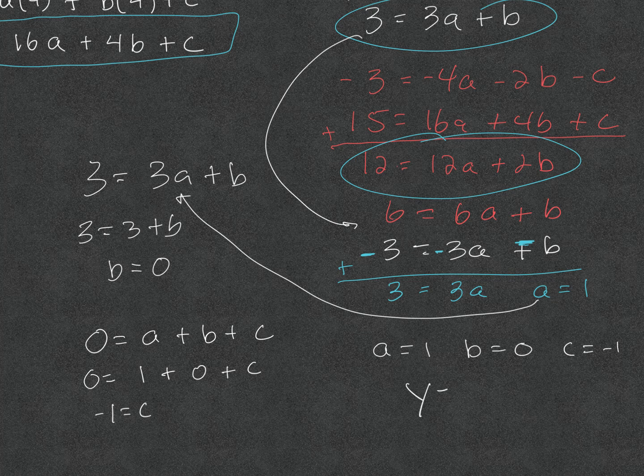So I have y equal to, A is 1, so I have x squared. 1 times x squared is x squared. And B is equal to 0, so I don't have an x in the middle, but I have that -1 for C. And so I have y equal to x squared minus 1.